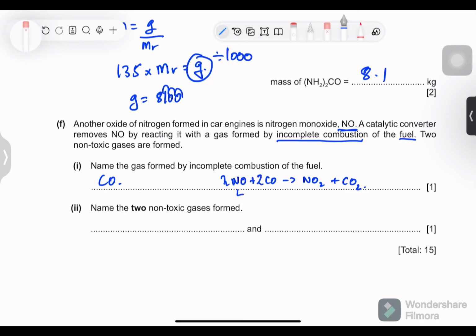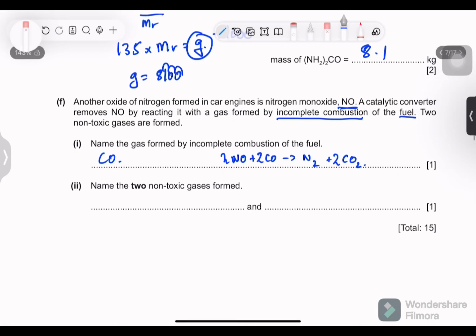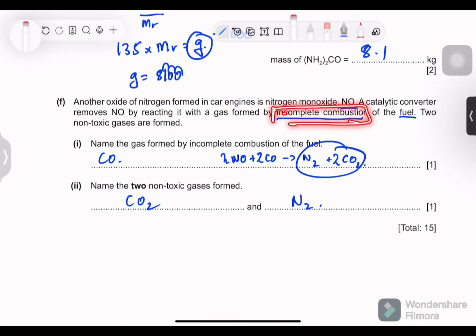So this way the nitrogen is reduced. Next, name the two non-toxic gases formed. This is the reaction, I wrote it for you: carbon dioxide and nitrogen.